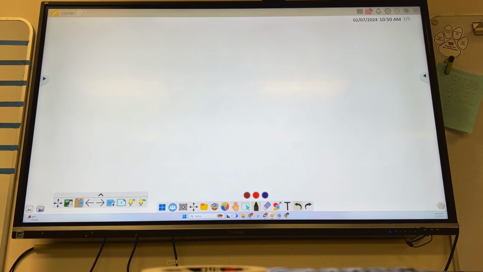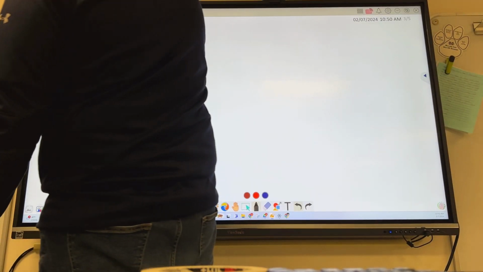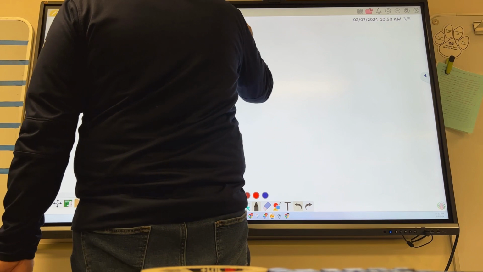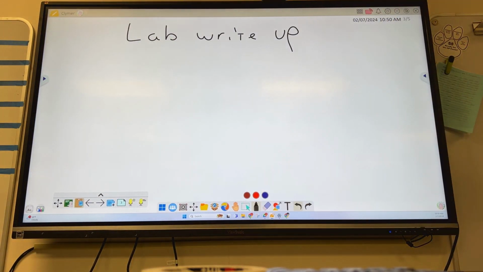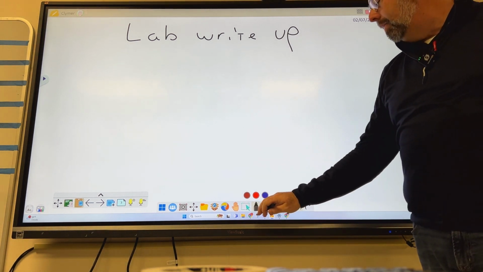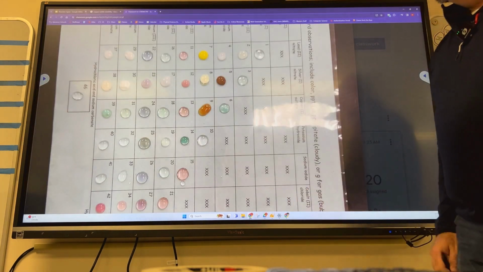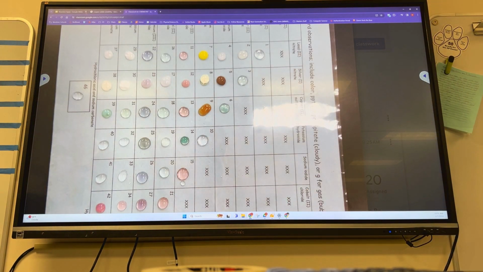All right, so let's do lab write-up. You guys are going to play along with me at home and pretend that we didn't just go over this for a couple minutes. But let's play make-believe for a few moments. So yesterday you did a lab, you had a write-up, or an observation sheet, and you actually did this on your papers. Okay?